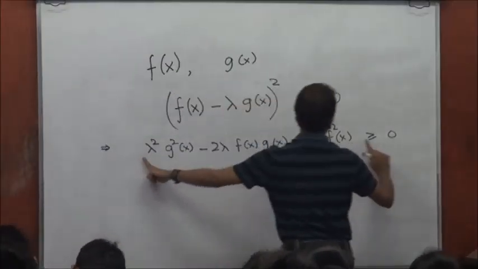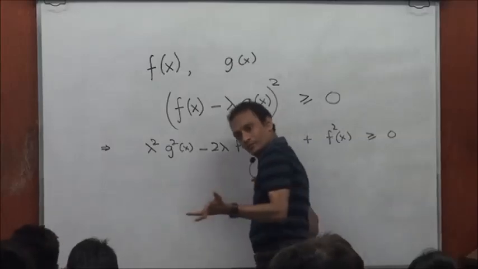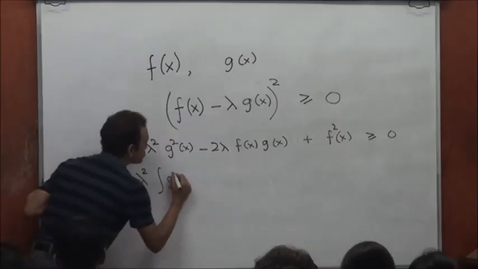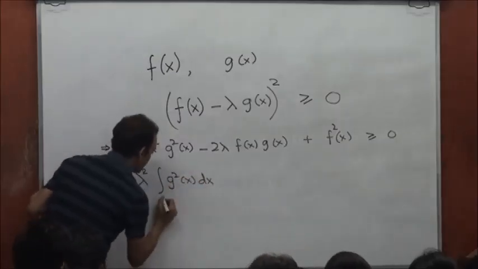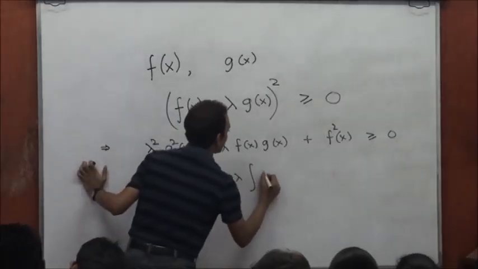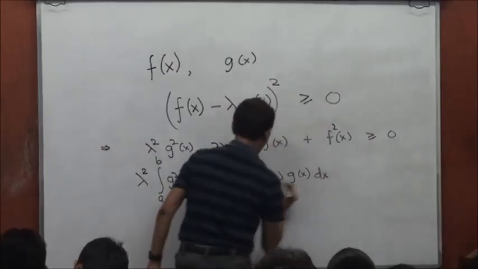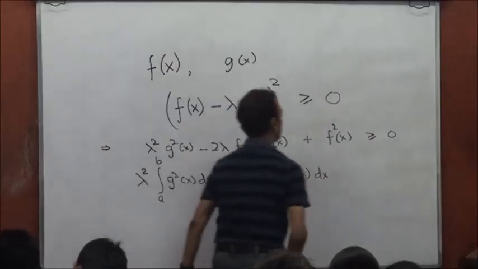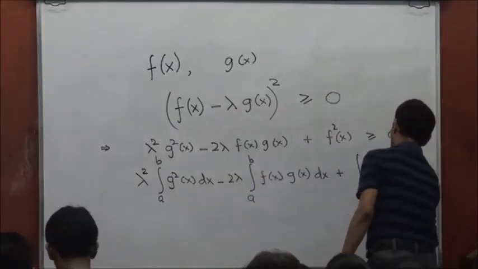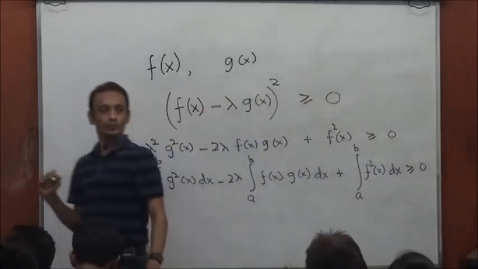Now if this function is greater than or equal to 0, its integral from a to b will always be greater than or equal to 0. Its integral from a to b is lambda squared integral g squared x dx from a to b, minus 2 lambda integral f(x) g(x) dx from a to b, plus integral f squared x dx from a to b, which will always be greater than or equal to 0. Yes or no? Right?